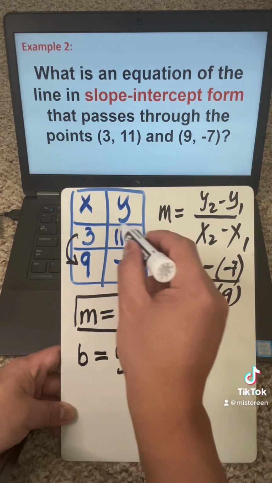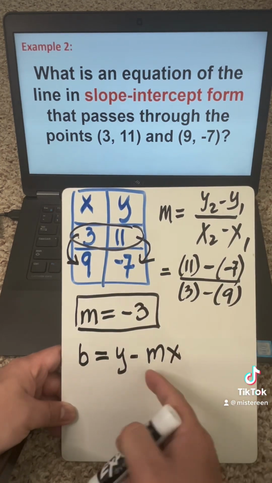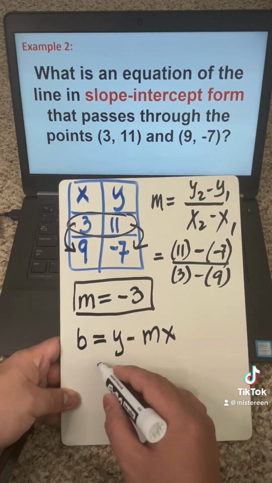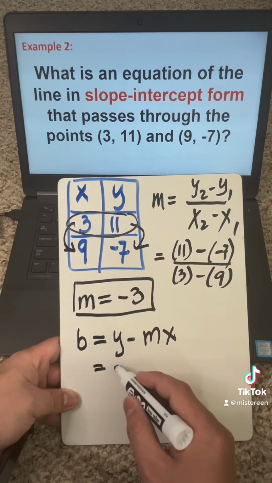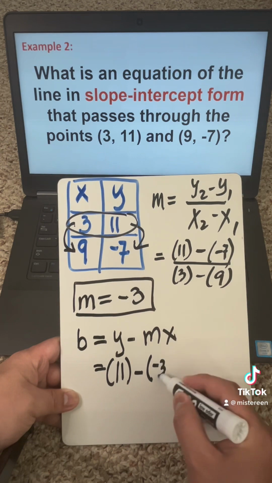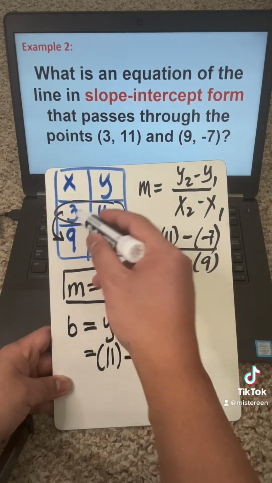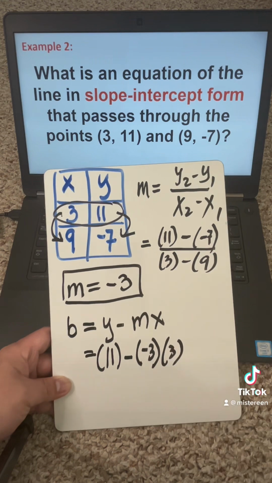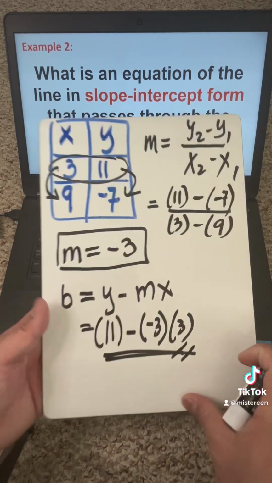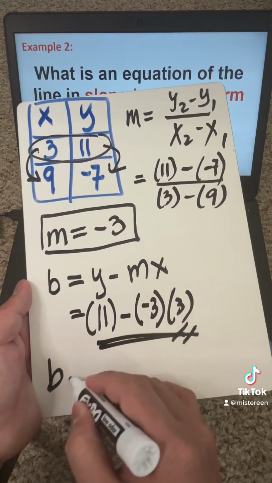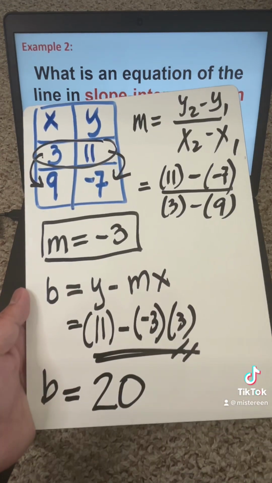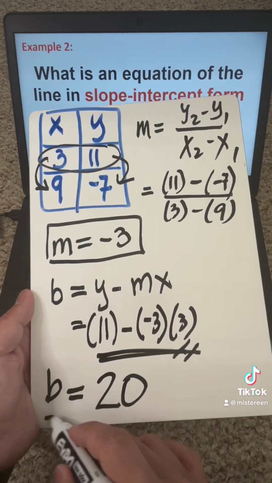Let's say I will choose this pair, 3, 11, as my x and y. And my m is negative 3. So we now change these variables to numbers. We begin with the y, which is 11. So 11 minus, our m is negative 3, so parenthesis negative 3. And our x is a positive 3, so parenthesis 3. Putting this in your calculator again, you will get your b. So b is equal to positive 20. Now you found your y-intercept.